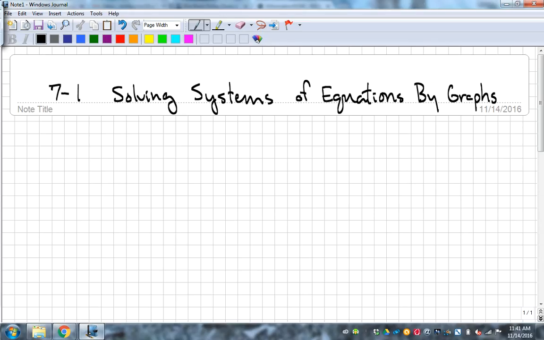Okay. So solving systems of equations, no matter what method you use to solve it. We're going to use graphing this week, and then when we come back after Thanksgiving, we're going to do some other methods of solving systems. But by graphing, there are three possibilities. Three possible outcomes.